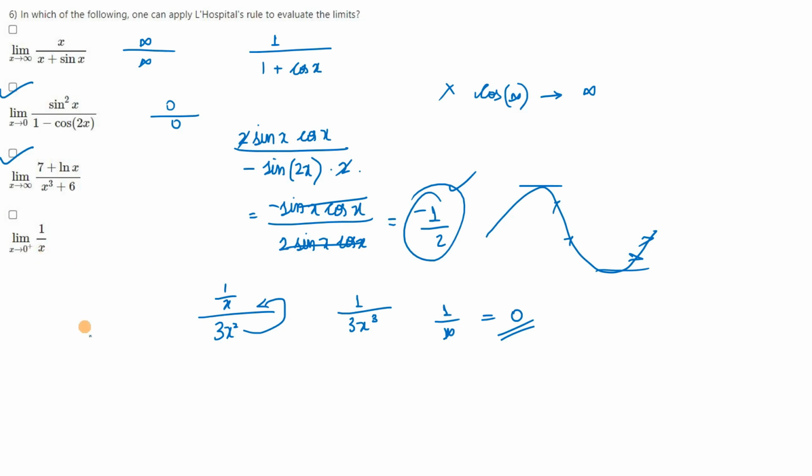Okay, so last one, if we apply 0 directly, we'll have 1 by 0 is infinity. But this is an unbounded function. So this is not indeterminate, it is just an unbounded function. These two options are right.